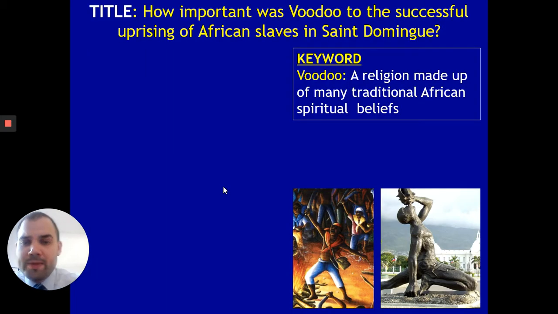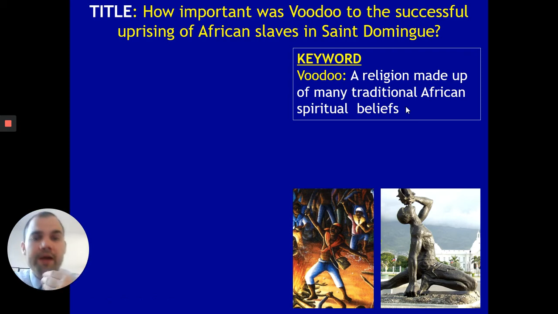Okay, so what we're going to be looking at in today's lesson is the reasons why the uprising of the African slaves was successful in Saint Domingue. Because in lots of other Caribbean slave societies, uprisings had been attempted and they usually failed. But Saint Domingue was unique in that its slave revolution was actually successful. So we're going to look today at what made it successful. And one thing we're going to look at is the importance of voodoo. So your first keyword for today, you might want to make a note of, is voodoo.